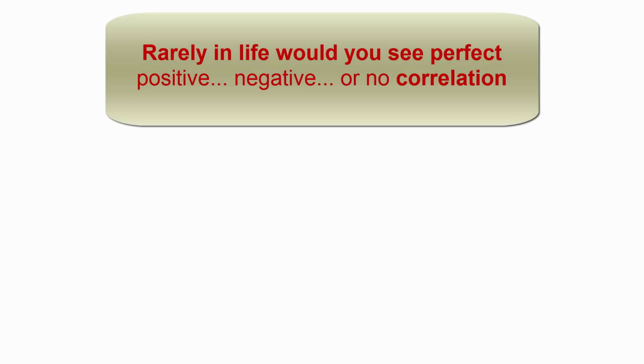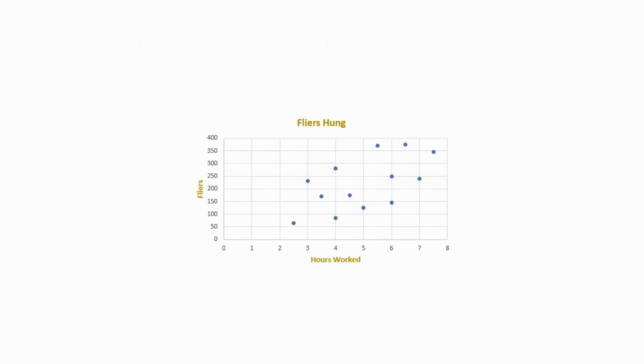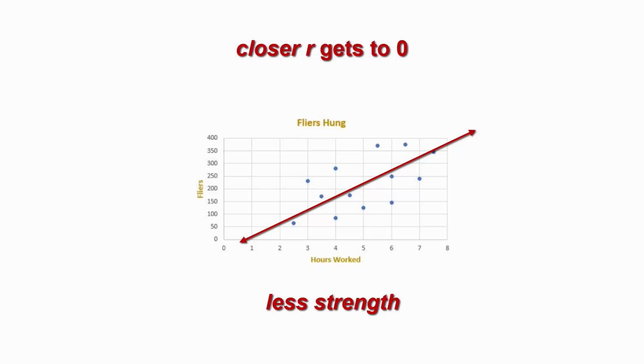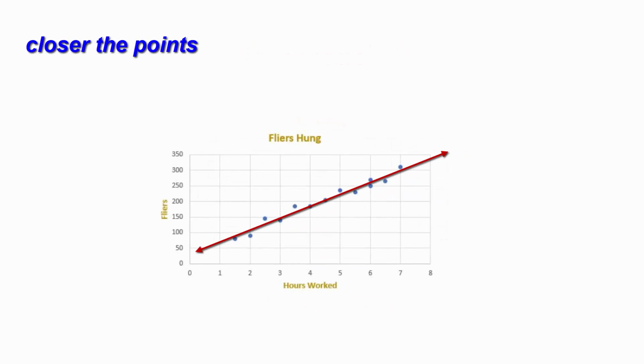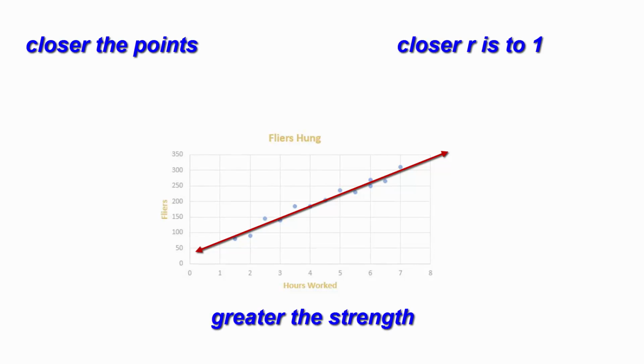Rarely in life would you see a scatter plot with R equals 1 or R equals negative 1 or even R equals 0. Typically it is somewhere in between due to random chance fluctuation of observed points about the line. The larger the spread of the observed points away from the LSR line, the less the strength, the accuracy of the prediction line, meaning the closer R gets to 0. The closer the points hold to the LSR line, the closer R is to 1, implying strong correlation.